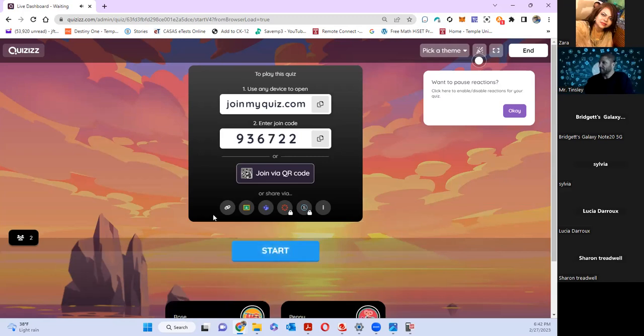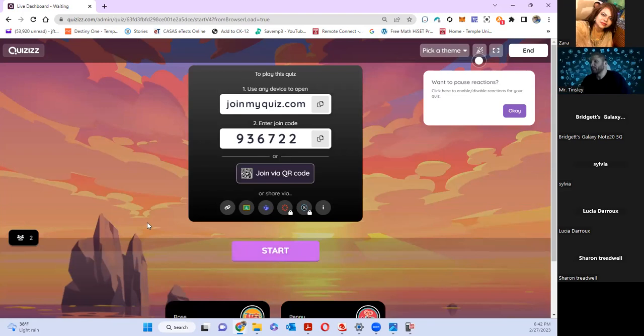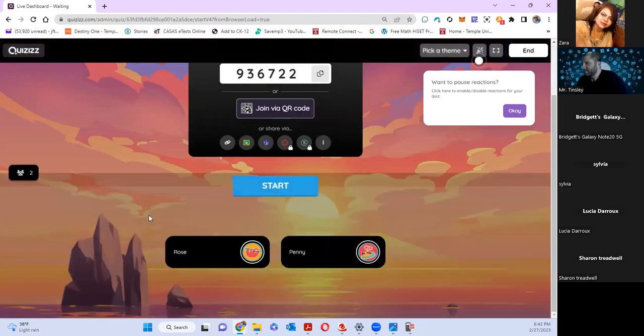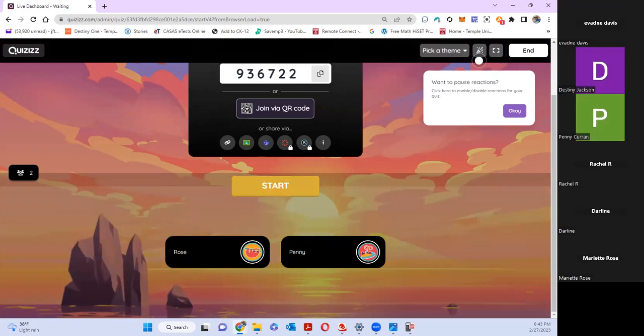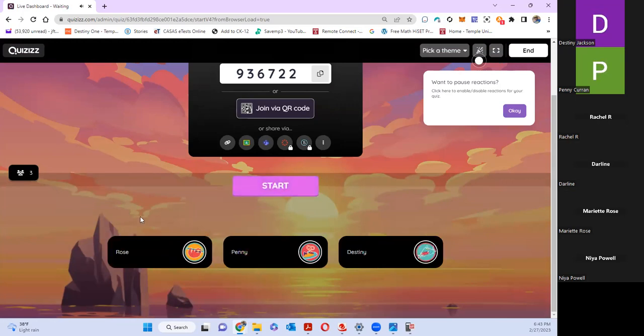Okay, it says enter code. 936-722. So I see Rose, I see Penny. Now let me see how many people I have in here. 3, 6, 9, 12, 15. Right, when you put the code in, you should see your name pop up. If your name didn't pop up, that means you haven't pushed start. Yeah, so Destiny, you are in the building. Penny and Rose are also.